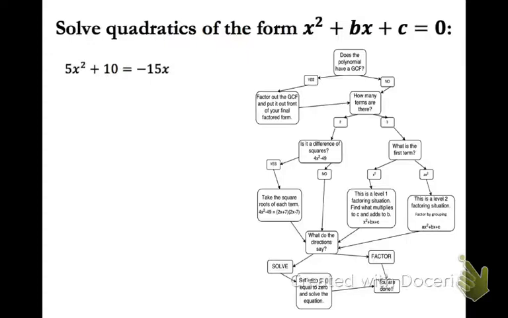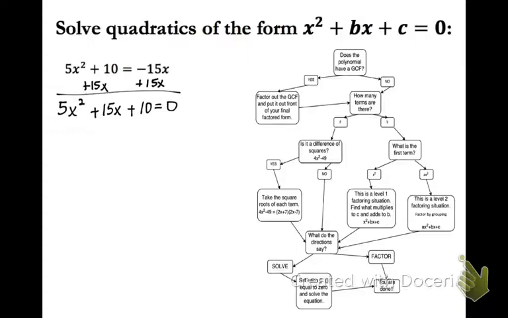Okay, on our next problem, again we need to make sure that this is set equal to 0. So add over the 15x and write our quadratic in standard form. So the x squared term first, the x second, and then the non-x last.